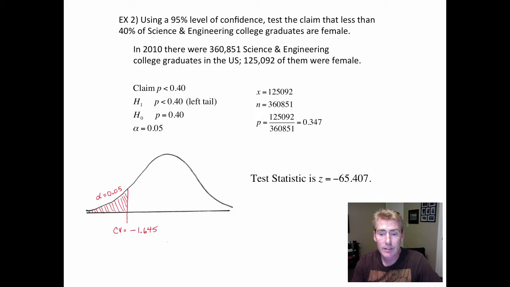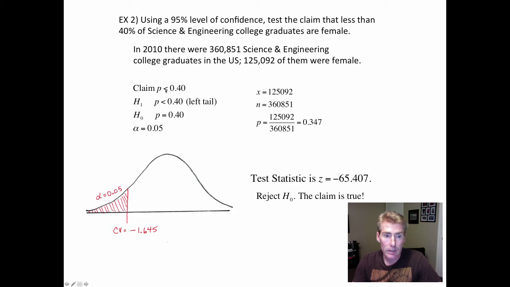So, with a test statistic of negative 65, does that go past negative 1.6? Yes, by a lot. So, reject the claim this time, reject h sub o. This time the claim is true because this is what we reject. So we're rejecting, does it equal 40%? No. It's actually more like 34.7%. The claim said it was going to be smaller than 40%, so that means it's true.